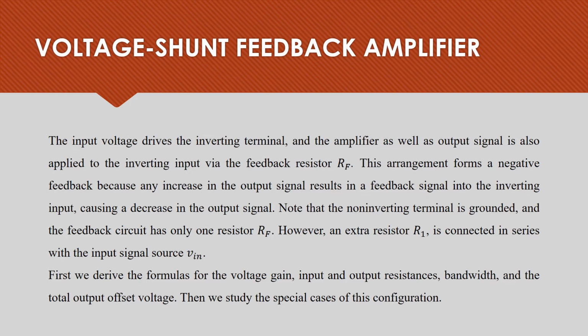Note that the non-inverting terminal is grounded and the feedback circuit has only one resistor RF. However, an extra resistor R1 is connected in series with the input signal source Vin. So we'll first derive formulae for the voltage gain, input and output resistances, bandwidth and the total output offset voltage, and then we'll study the special case of this configuration.